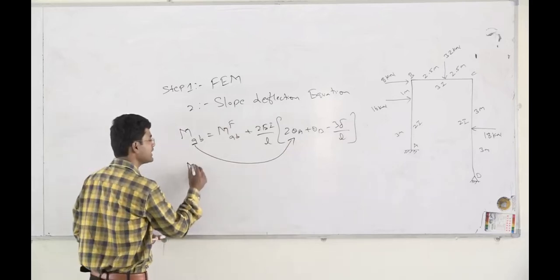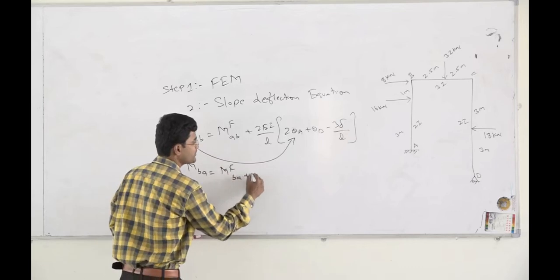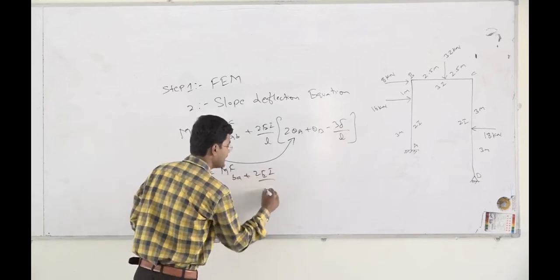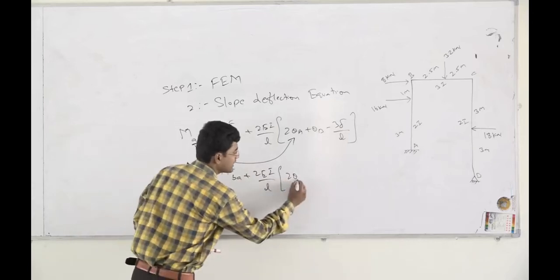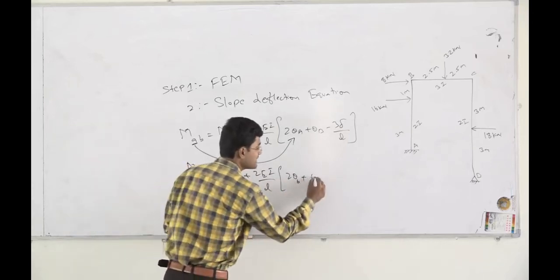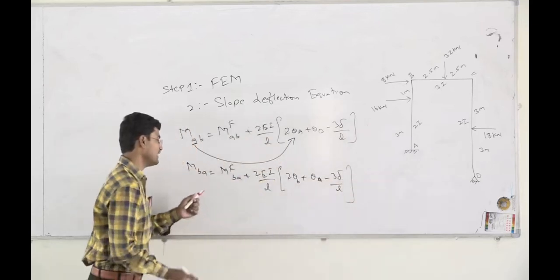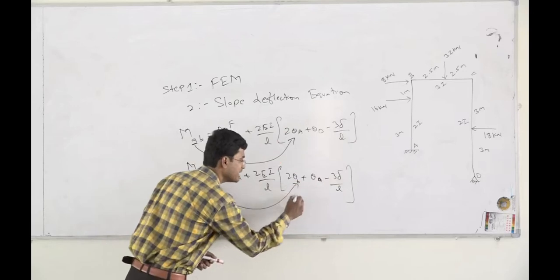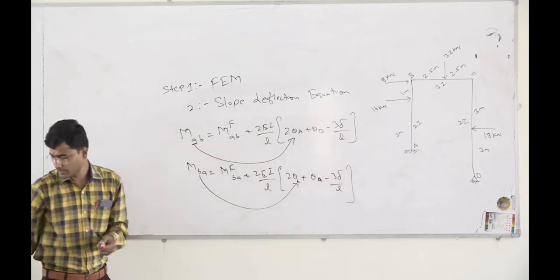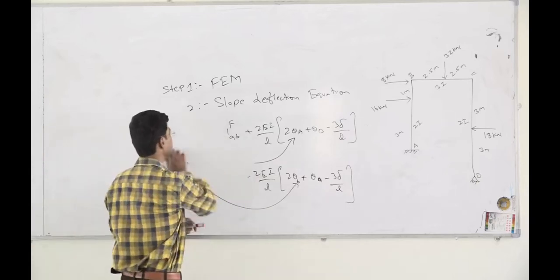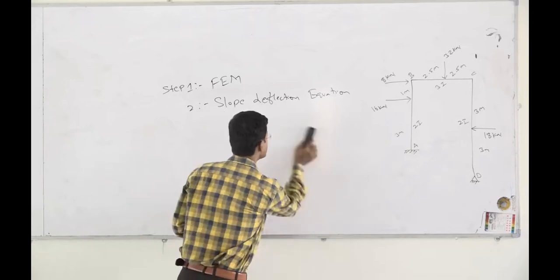Similarly, if you write MBA, it will be equal to MFBA plus 2EI upon L into, now here we have B as the first one, so you get 2 theta B plus theta A minus 3 delta upon L. So whenever you get the first letter, that will have twice theta. That you have to remember. So this equation you have to remember. Once we have got this equation, then step 3 is nothing but we have to go with our equilibrium equation or equilibrium condition.